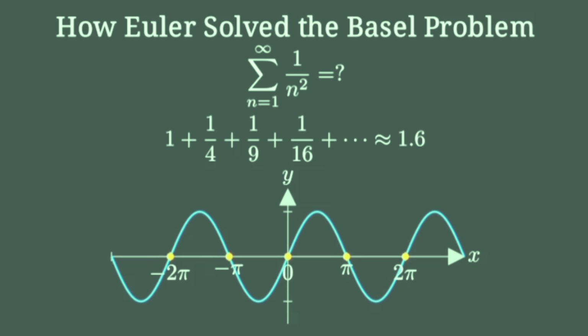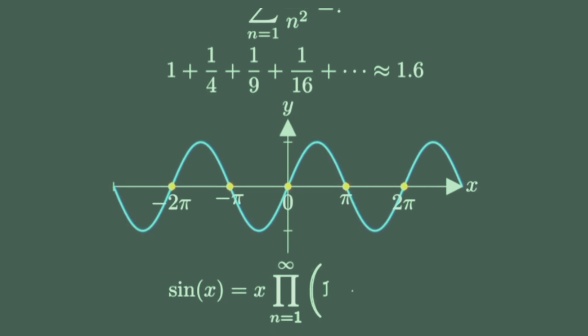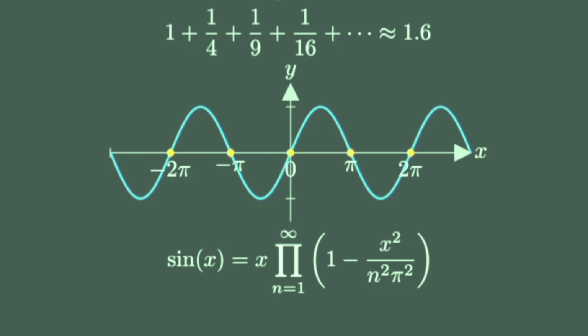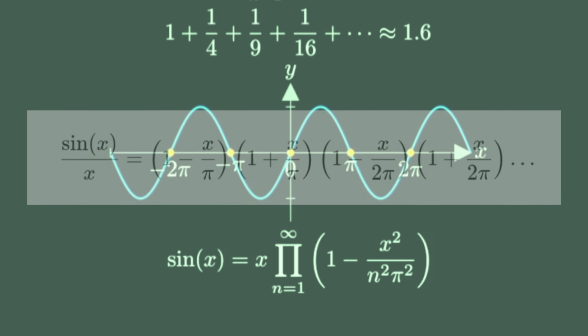We know sine of x equals 0 at x equals 0, plus or minus pi, plus or minus 2 pi, plus or minus 3 pi, and so on. Let's visualize the sine curve and mark those zeros. Here is the clever step. For polynomials, if you know the roots, you can factor the polynomial into linear factors. Euler used a similar idea for sine.